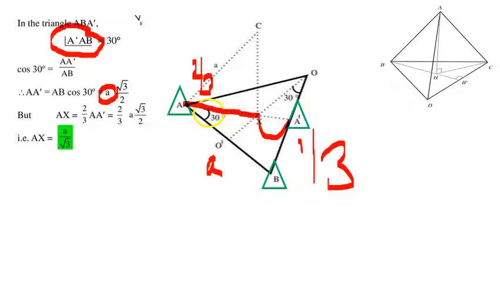According to that, AX is nothing but 2 by 3 of A dash. A dash is nothing but a root 3 by 2. So into 2 by 3 we are going to get a root 3, that is a divided by root 3. So AX, from here to here, is a divided by root 3.